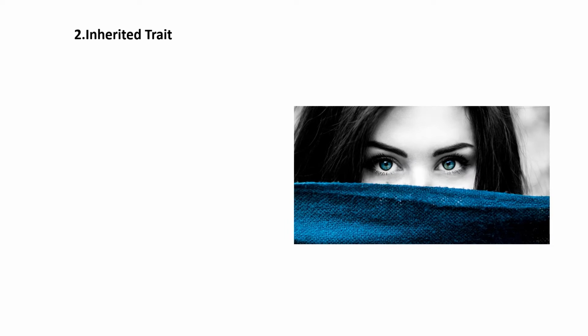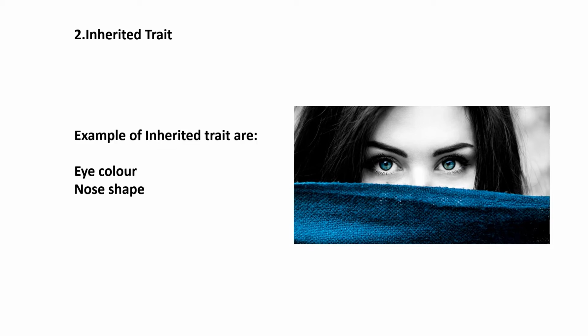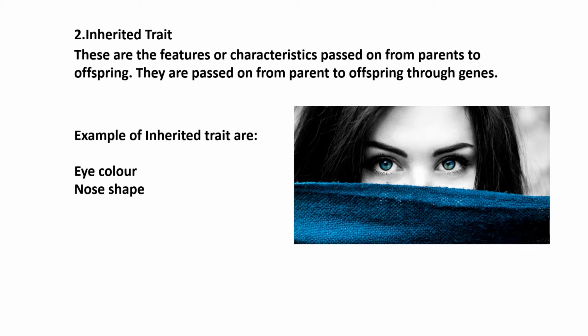Inherited trait. If you look at this picture, you can see that she has got blue eye color, black hair. So she might have inherited this from her parents through genes. It can be eye color, nose shape, any physical characteristic. So inherited trait means the characteristic passed on from parents to offspring with the help of genes.